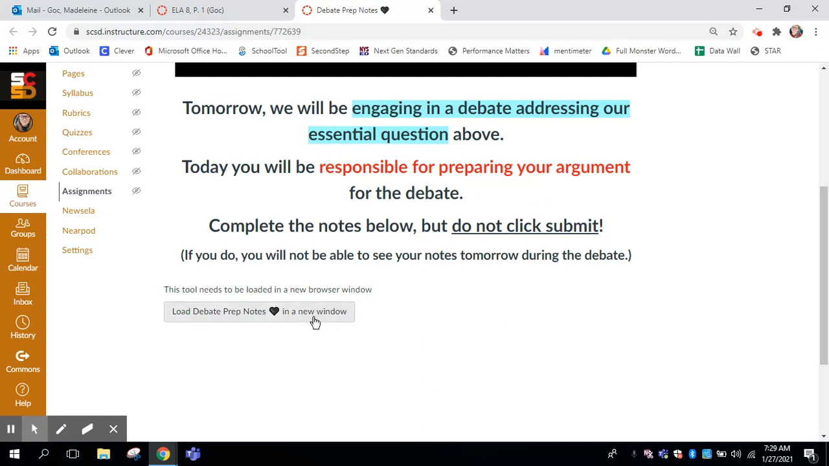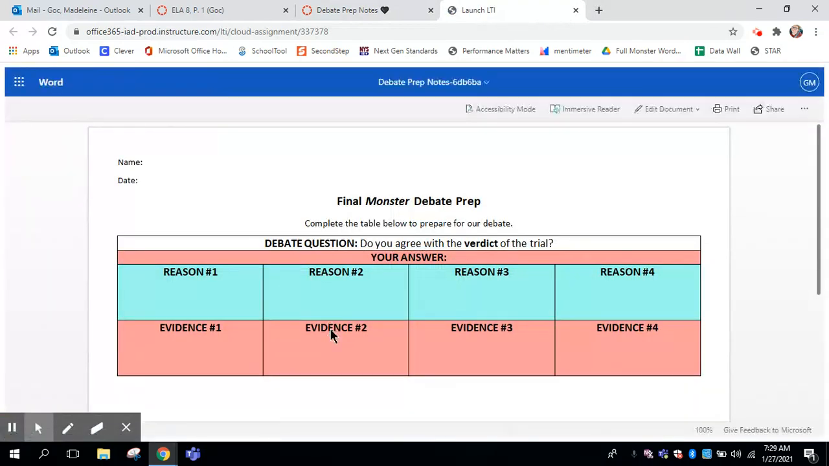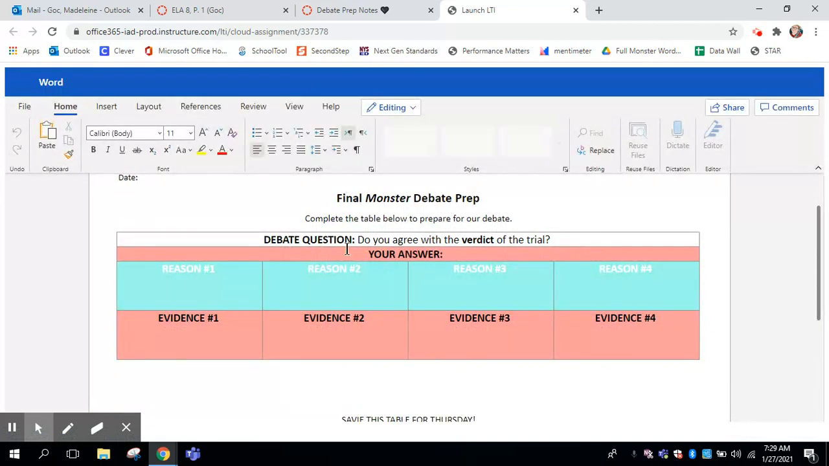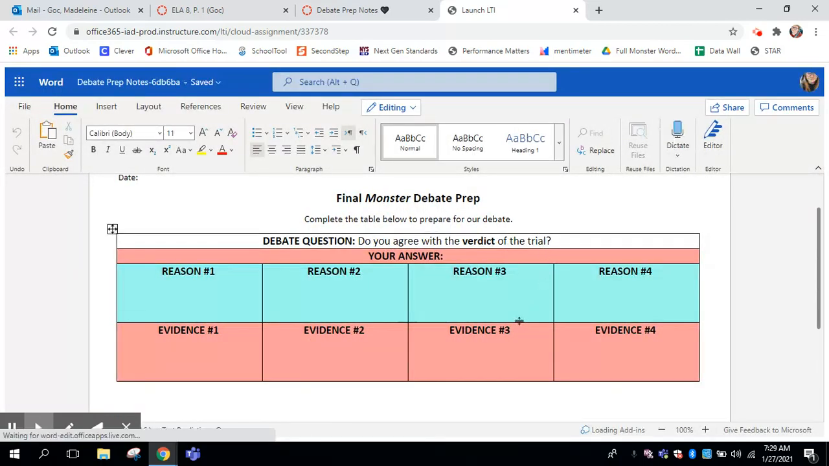This is where you're going to click in order to load your notes, and I'll show you what they look like. So, pretty simple, pretty straightforward. Remember, you're going to click Edit Document, so you're able to write in it. Our debate question is right here. Do you agree with the verdict?